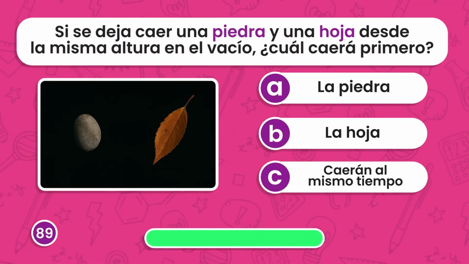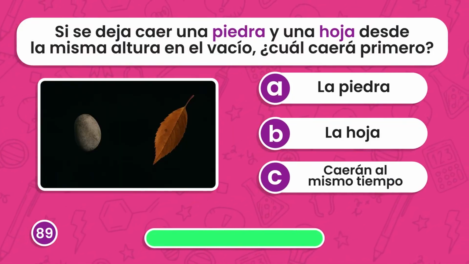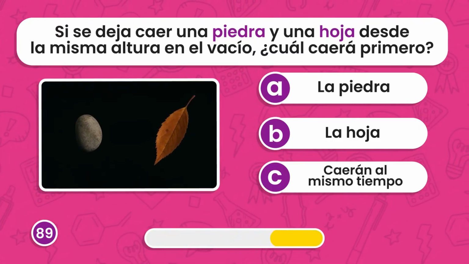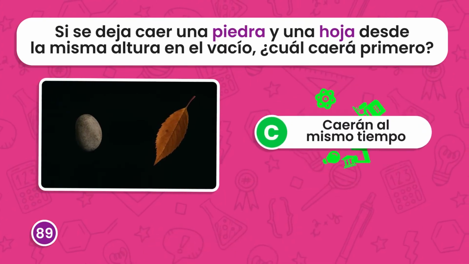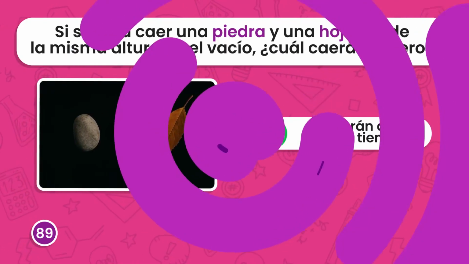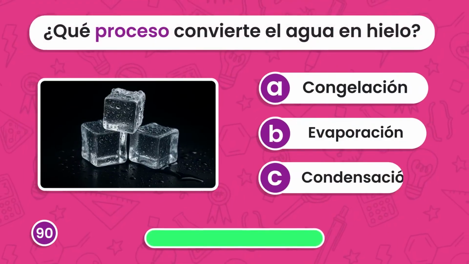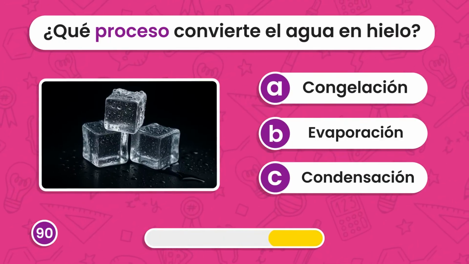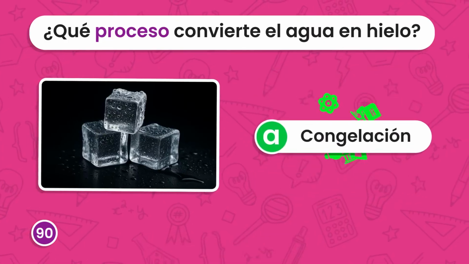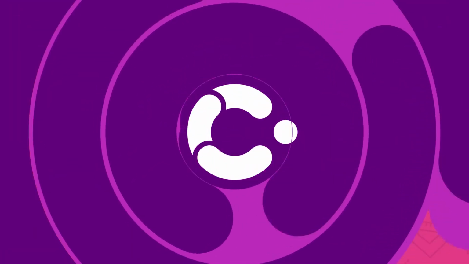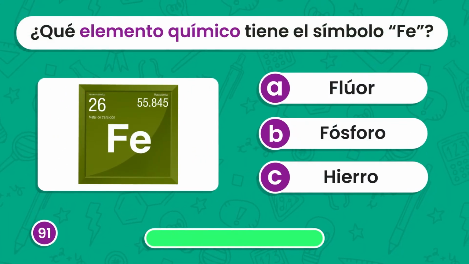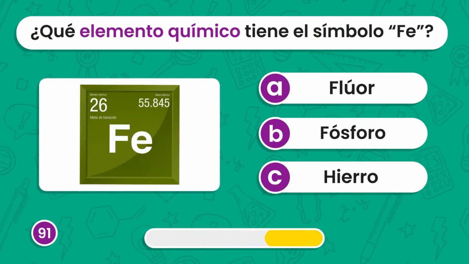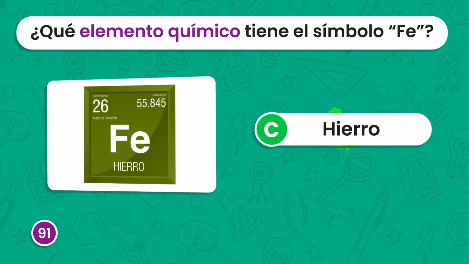If a stone and a leaf are dropped from the same height in a vacuum, which will fall first? They fall at the same time. What process turns water into ice? Freezing. What chemical element has the symbol Fe? Iron.